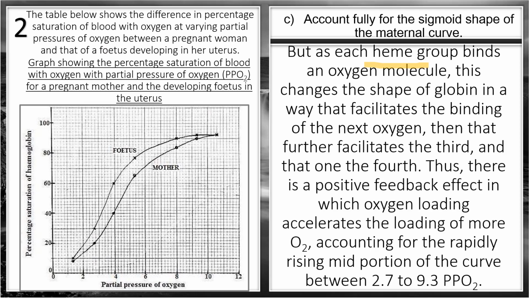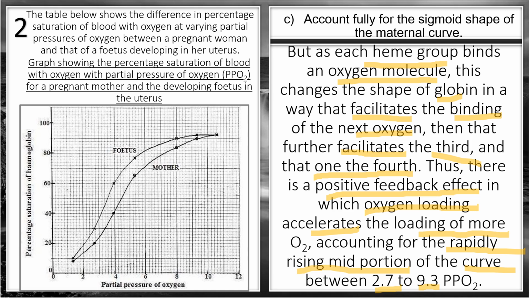But as each hemoglobin binds an oxygen molecule, this changes the shape of the globin in a way that facilitates the binding of the next oxygen. Then that further facilitates the third and then the fourth. Thus, there is a positive feedback effect in which oxygen loading accelerates the loading of more oxygen, accounting for the rapidly rising mid portion of the curve between 2.7 to 9.3.